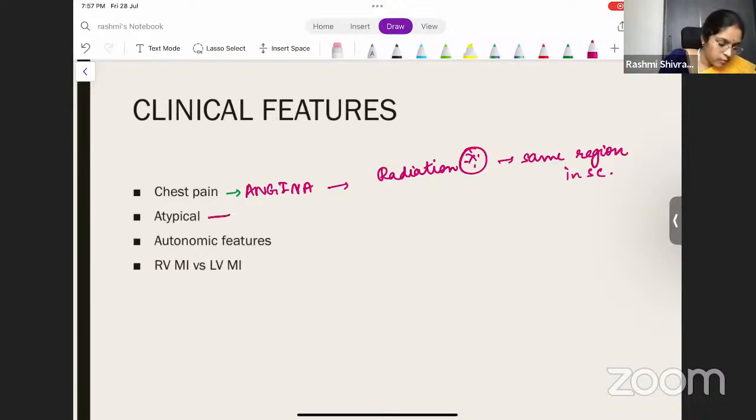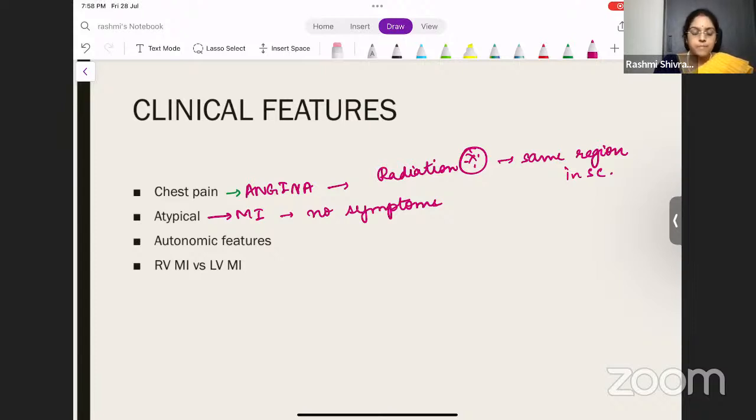Then when do you have atypical chest pain? Atypical MI. That is when there are no symptoms. There is no chest pain. There is no difficulty in breathing. There is no leg swelling. You don't have any of the symptoms of myocardial infarction.